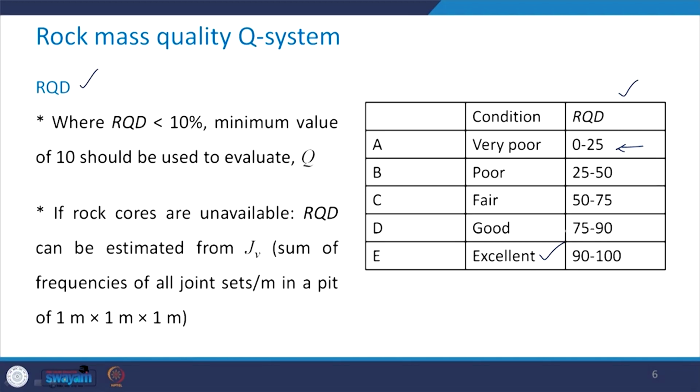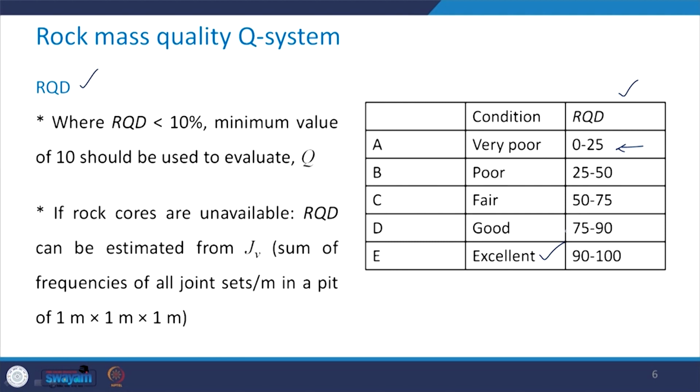So, when the RQD is less than 10%, the minimum value of 10 should be taken in the expression of Q. So, you say that if RQD is equal to 5, we will not take RQD equal to 5, but RQD equal to 10 when we calculate this index Q.